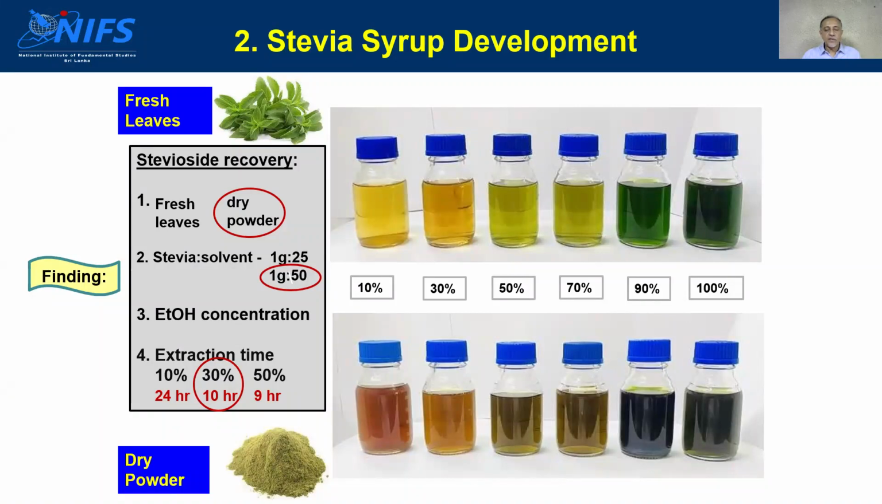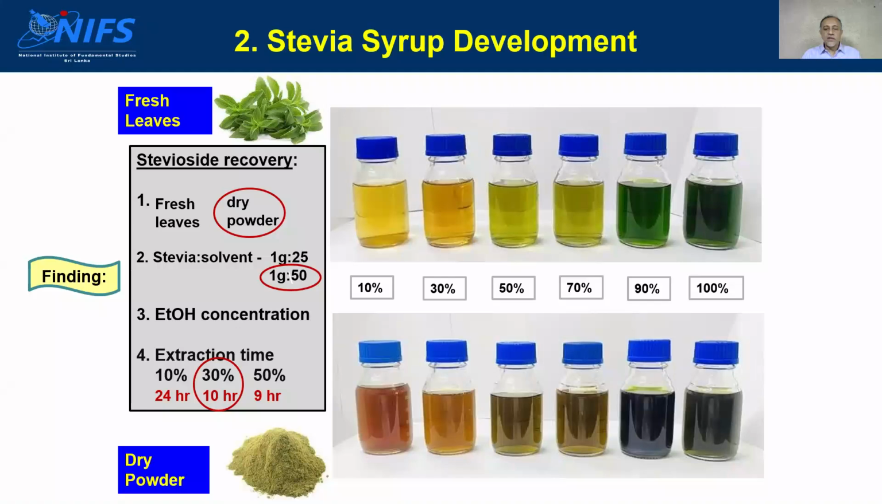After that, we checked how much solvent and how much plant material need to be used. Here we are taking edible grade ethanol as the solvent, and mixing it with water. The first one is 10% ethanol in water. The second is 30% ethanol, the third is 50% ethanol, the fourth is 70% ethanol, and finally 90% ethanol. The other one is 100% ethanol.